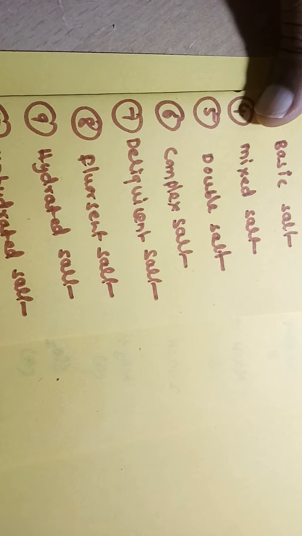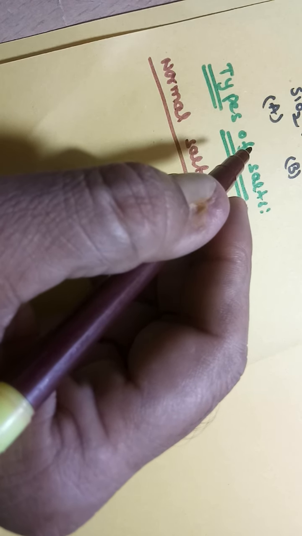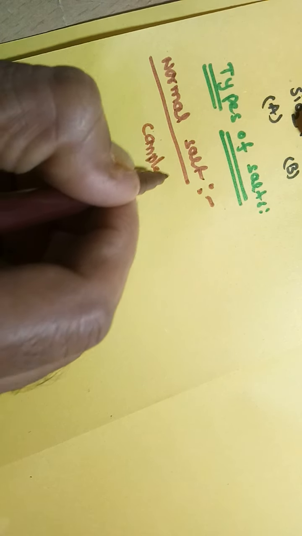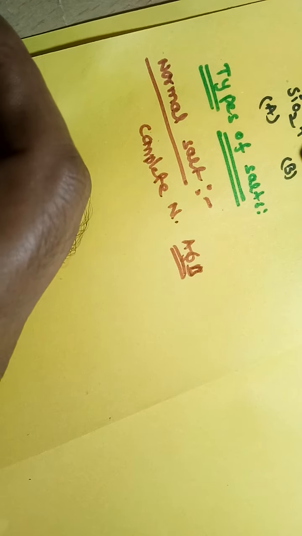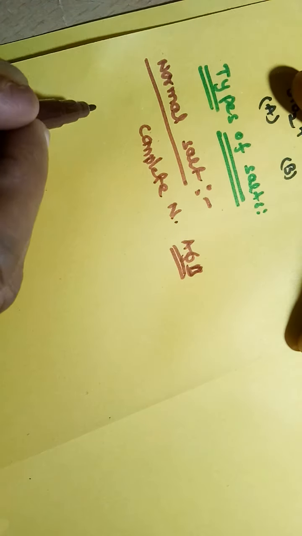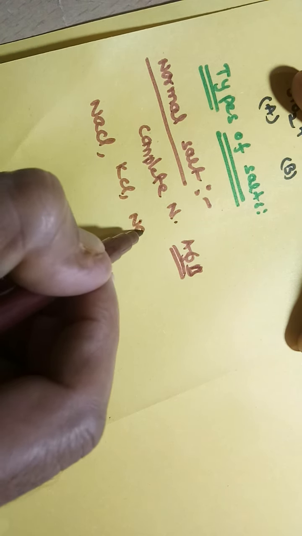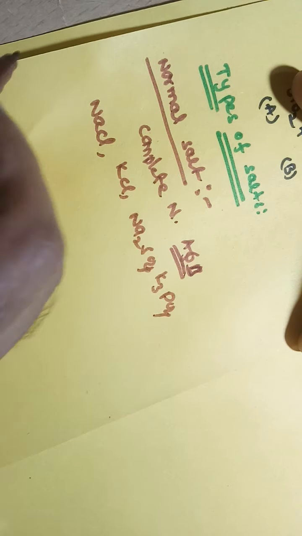Now let me take the first kind of salt, normal salt. What is meant by normal salt? The salt which is formed due to the complete neutralization of acid and base is called normal salt. It means all H+ ions are replaced by the base. For example, sodium chloride, potassium chloride, sodium sulfate, potassium phosphate.